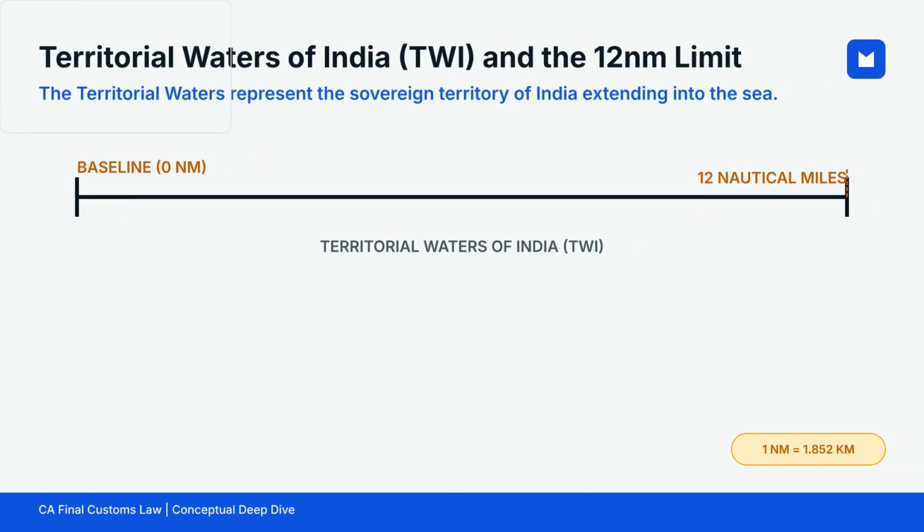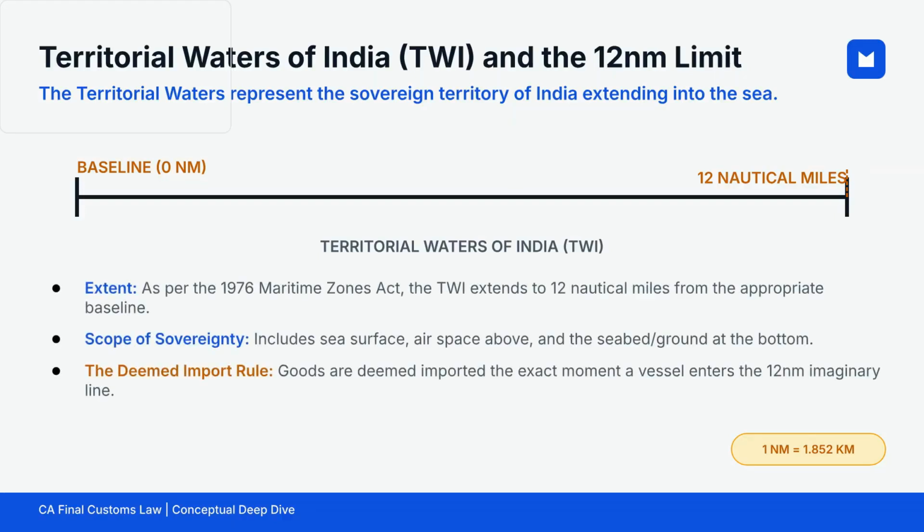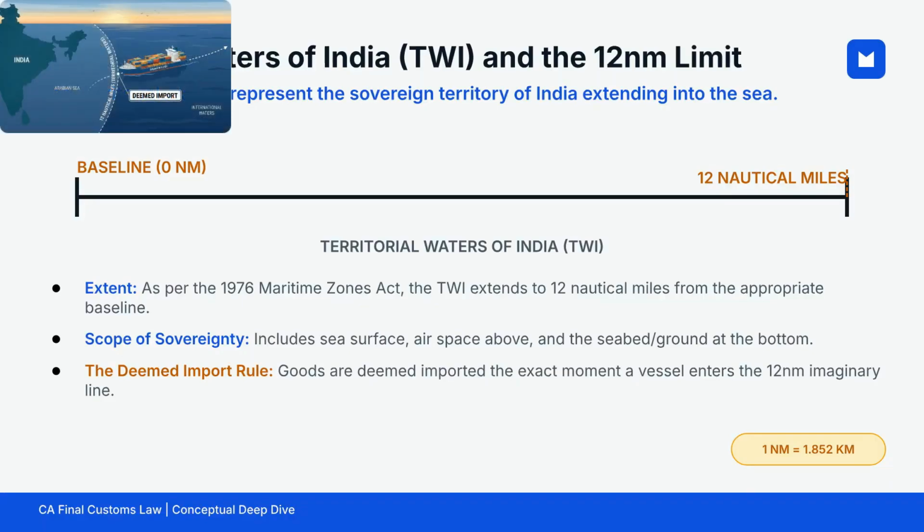Territorial waters of India extend up to 12 nautical miles from the baseline under the Maritime Zones Act, 1976. These waters form part of India itself. This means India's sovereignty extends over the sea surface, the airspace above it, and the seabed below it. A highly important exam concept is the deemed import rule. Goods are considered imported the moment a vessel crosses the imaginary 12 nautical mile boundary and enters India's territorial waters. Remember this carefully because many practical questions revolve around determining the exact moment when import legally takes place. Also remember the conversion. 1 nautical mile equals approximately 1.852 kilometers.